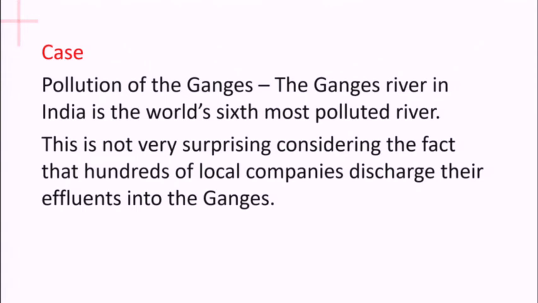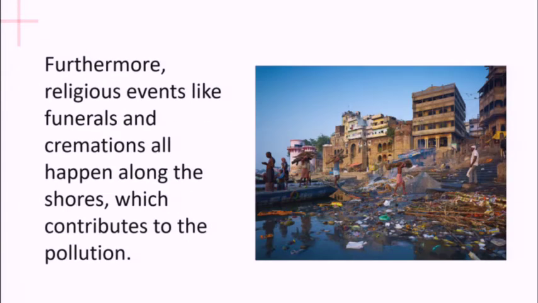Now, let us take one case in India, pollution of the Ganges. The Ganges river in India is the world's 6th most polluted river. This is not very surprising considering the fact that hundreds of local companies discharge their effluents into the Ganges. Furthermore, religious events like funerals and cremations all happen along the shores, which contributes to the pollution.